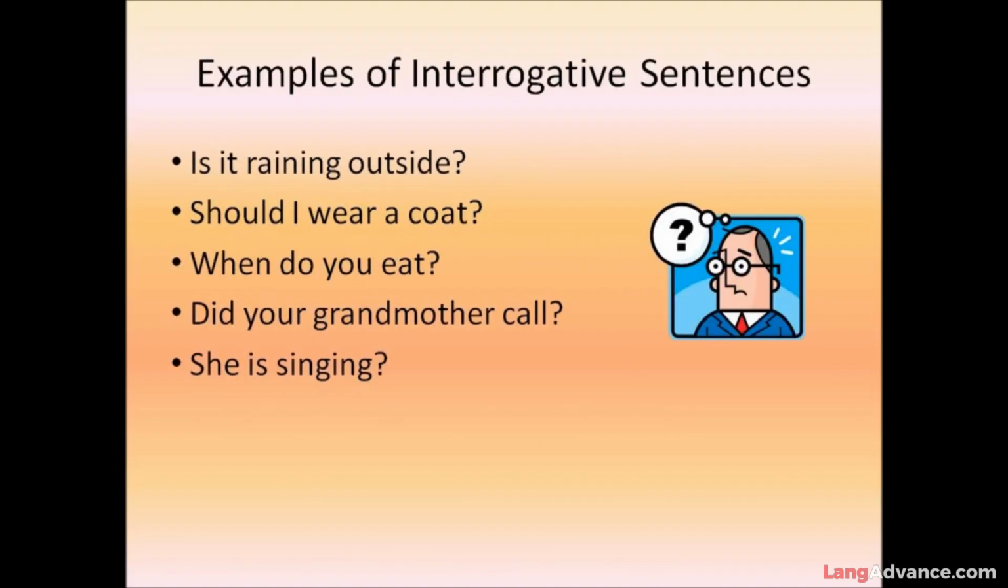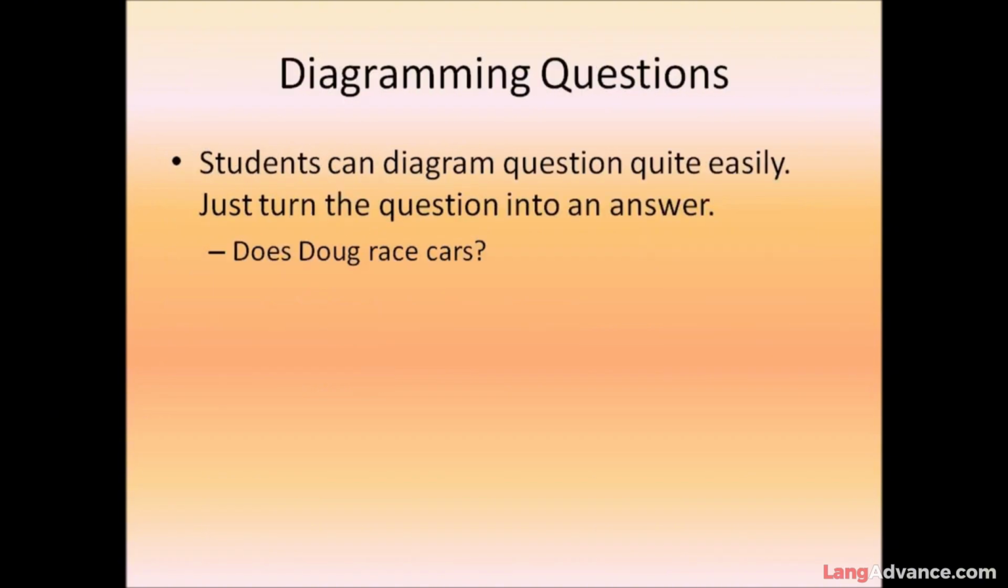Here are some examples of interrogative sentences. Is it raining outside? Should I wear a coat? When do you eat? Did your grandmother call? She is singing? When you diagram a question, you first need to turn the question into an answer to the question that uses all of the exact same words that are in the original interrogative sentence.